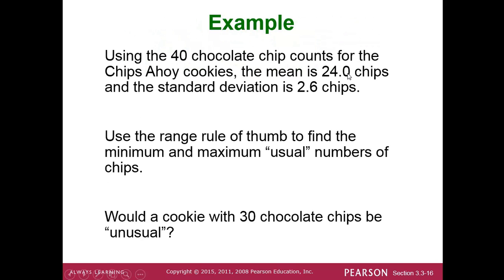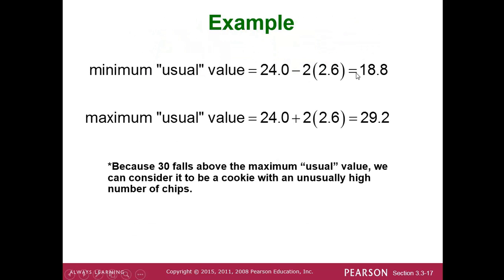If the mean was 24 chocolate chips and the standard deviation was 2.6, would a cookie with 30 be considered unusual? Well, let's find out. 2.6 times 2 is 5.2, so we're going to add 5.2 to 24 and subtract 5.2 from 24. That gives us a range of 18.8 to 29.2. That would be our usual range. Anything falling outside of that is considered unusual. So 30, of course, would be above the maximum usual value. That would be a cookie where you got some bonus chocolate chips. That's an unusually high amount of chocolate chips.